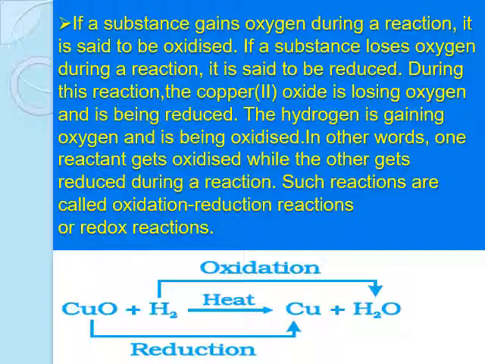And in the second reaction, we can see the hydrogen is gaining oxygen and copper is losing oxygen. So in an oxidation reaction, gaining of oxygen is known as oxidation, losing of oxygen is known as reduction. In the case of hydrogen also, gaining of hydrogen is known as reduction and losing of hydrogen is known as oxidation. So in this reaction we can see copper oxide plus hydrogen, heated.